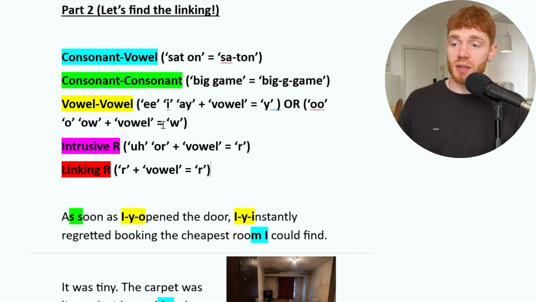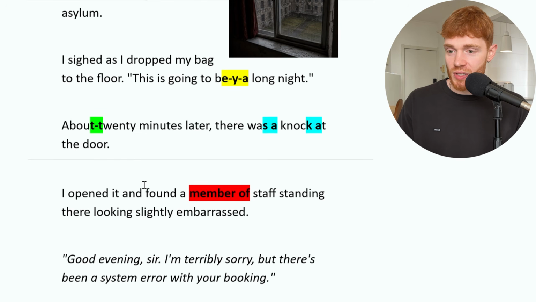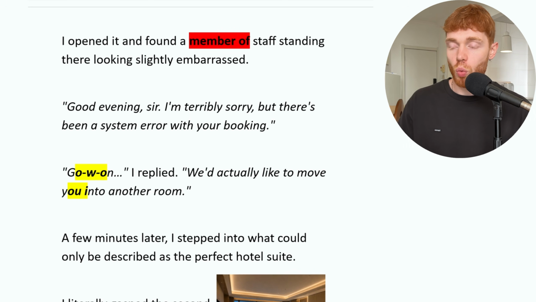And we also have a W rule. So if one word ends in an U or an O or an OW sound, and the next word begins with a vowel sound, we don't add a Y, we add a W. For example, go on, go on. Okay, so go ending in O, and the next word beginning with a vowel, go-w-on. We add this W to help us bridge these two words together.